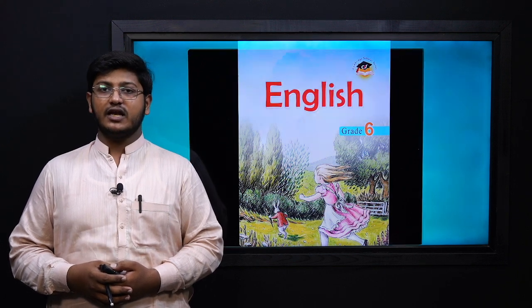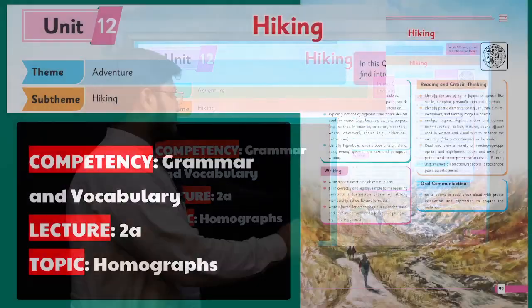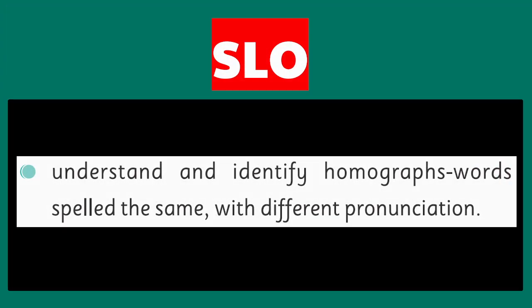It's our unit 12. So let's find out what our today's SLO is about. Our today's SLO is about the competency of grammar and vocabulary, particularly vocabulary, and it's our lecture 2A. The main topic of this SLO is homographs. So let's find out what the SLO is going to say.